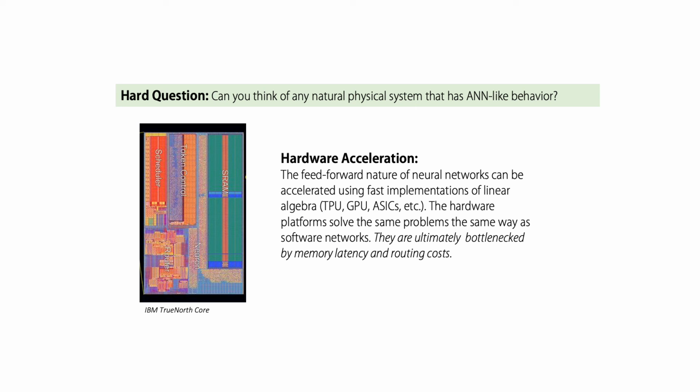A question one might pose is whether we can think of any natural physical systems that have artificial neural network-like behavior, apart from the brain, of course. In terms of condensed matter or other physical systems, it's really quite hard to think of something, and therefore all of the hardware which has been used to accelerate neural network inference essentially implements the same prescription that we saw on previous slides, whether it's a tensor processing unit, GPU, application-specific circuit, or something else. They basically solve it the same way as the software networks, and therefore they're ultimately bottlenecked by memory latency and routing costs in the system.